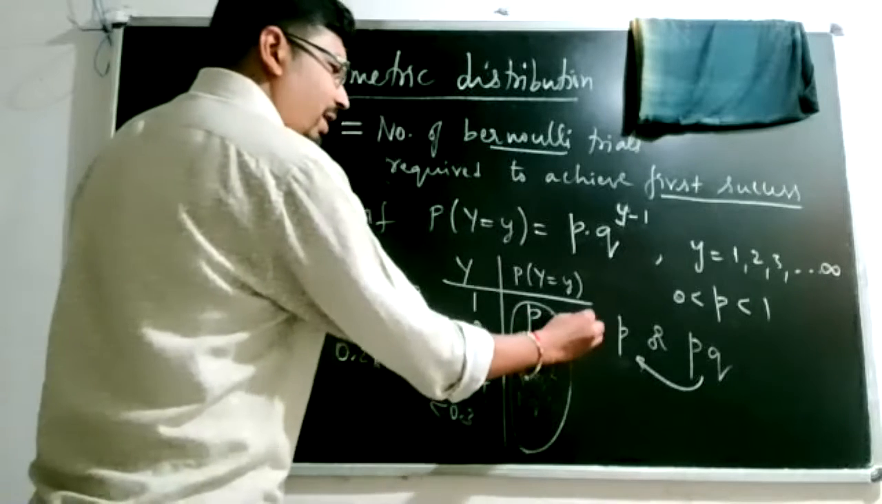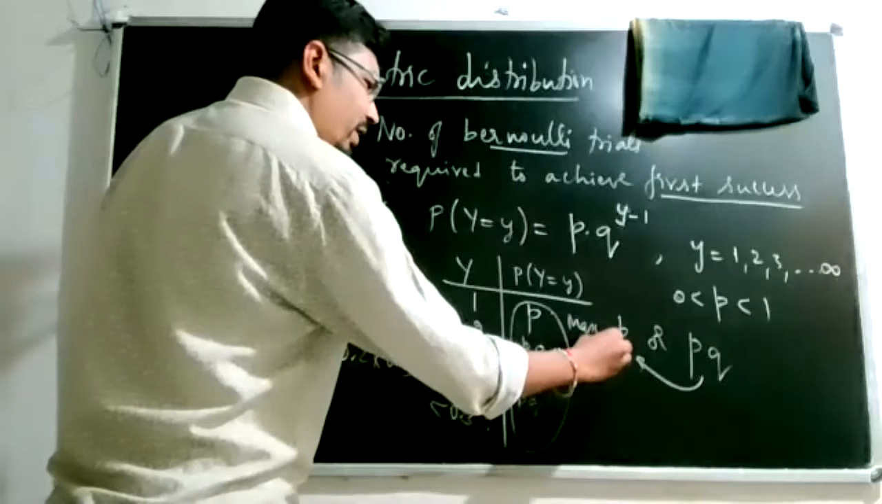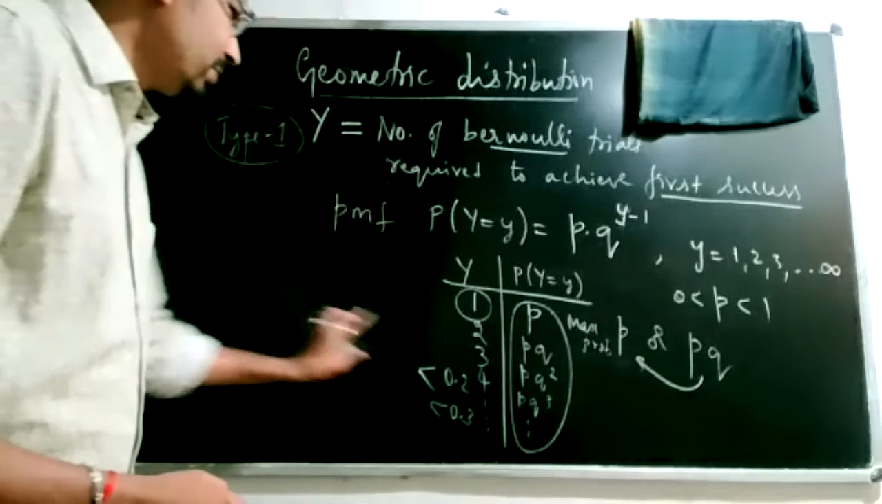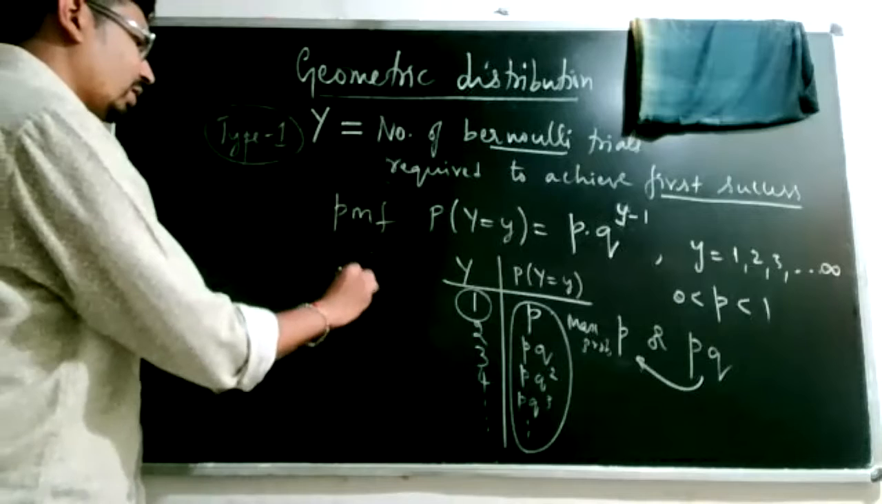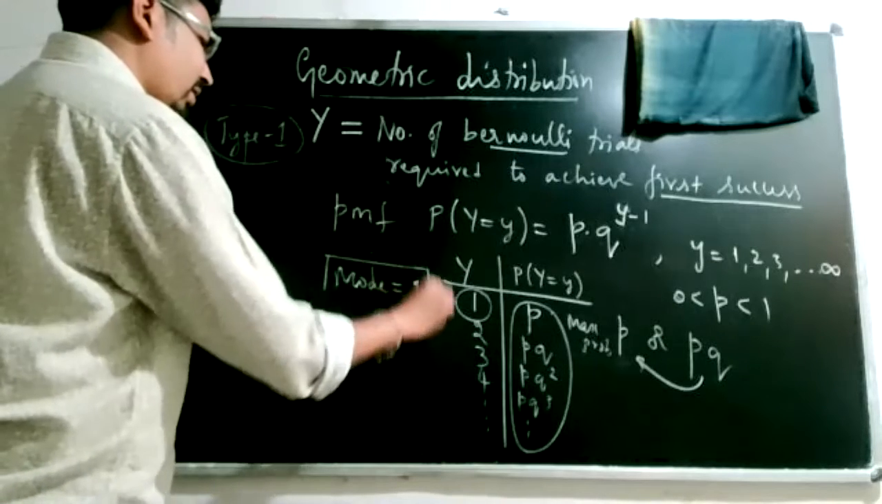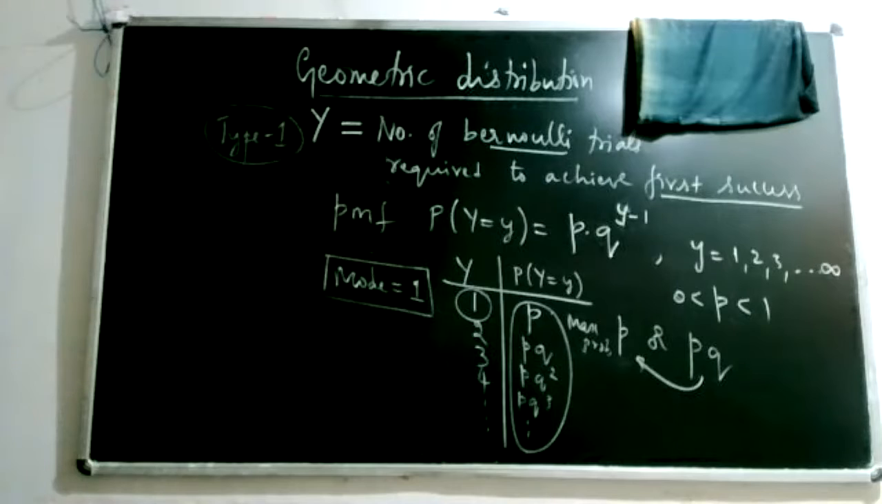So P is the maximum probability what we are observing, and the value of X or Y with respect to maximum probability is mode. So for this distribution, mode is always 1. And what does that indicate?